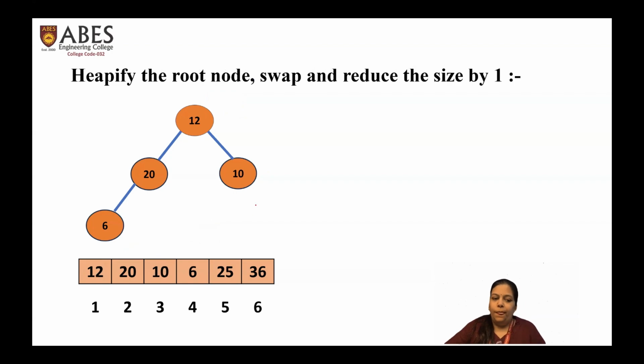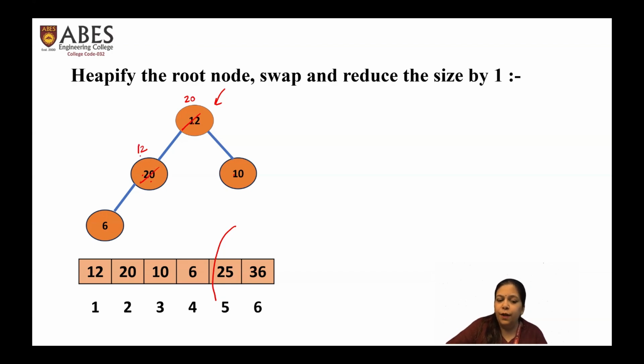Now this is the situation. Again, we have already fixed 36 and 25, right? We have already fixed them. And now again, we have to heapify at 12. Now, in order to heapify at 12, 12 will be compared with both the children. Now comparing it with 20 and 10, 20 is larger than 12, so it will be swapped. This will become 20, and here it will become 12.